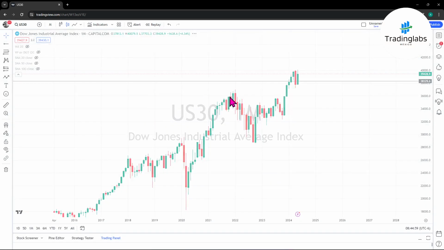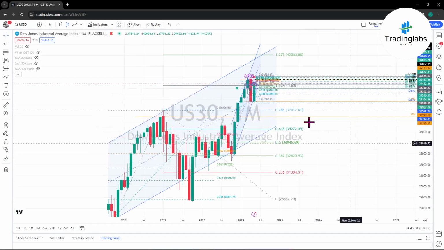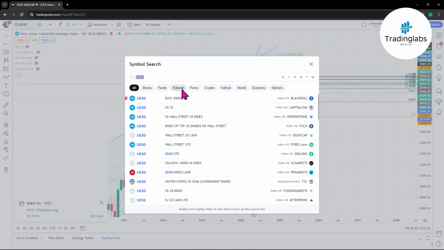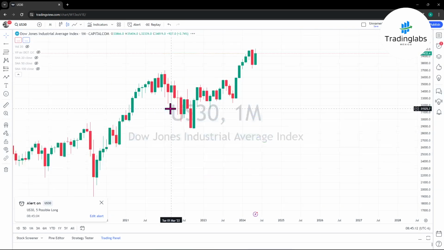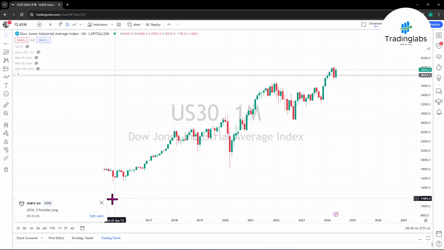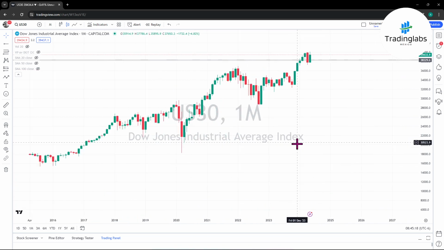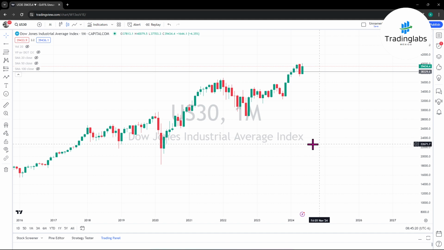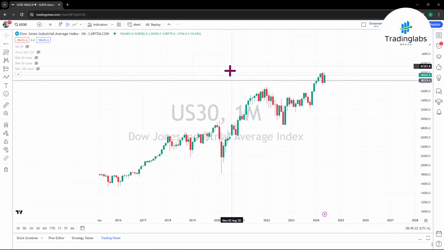As you can see, the chart that I'm using is this one, and this chart is from Black Bull. But basically almost all the charts are the same, they change a little bit. I'm using another chart in order to make my drawings again. Okay, so I'm going to remove this.